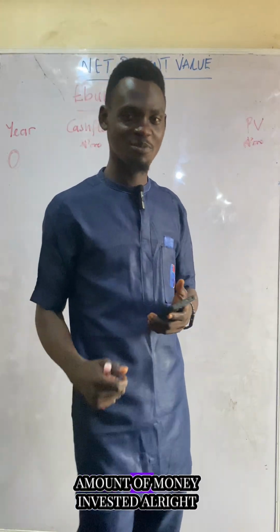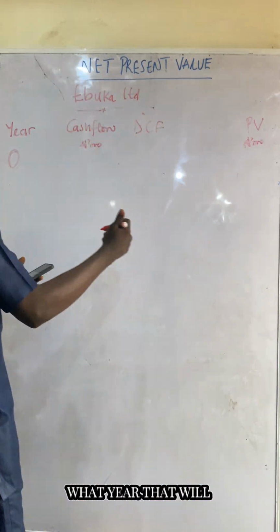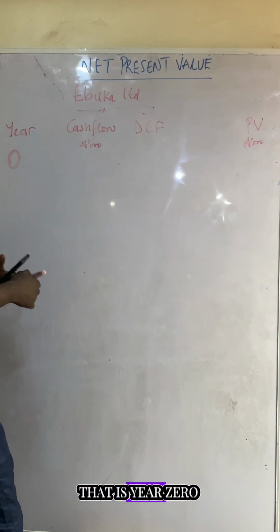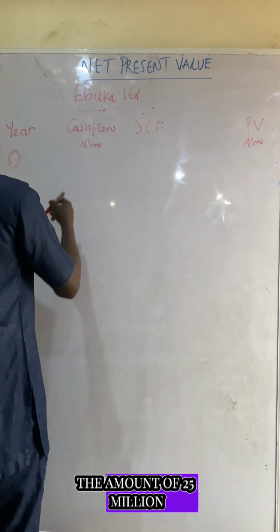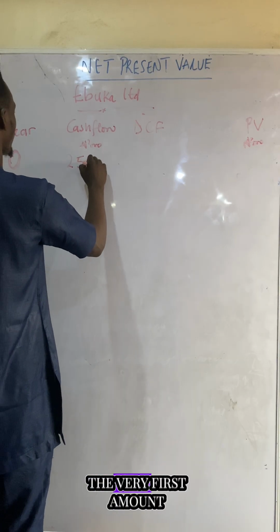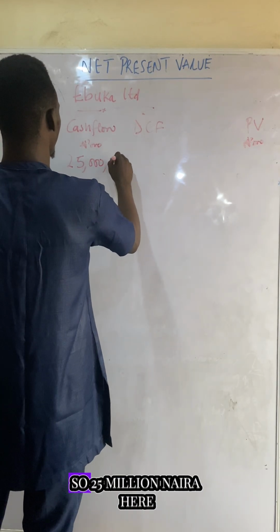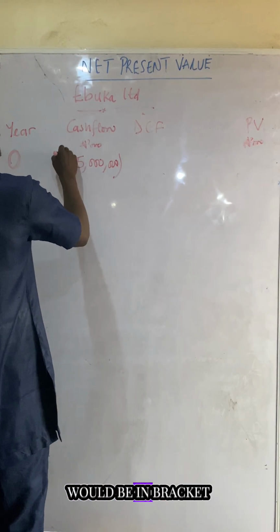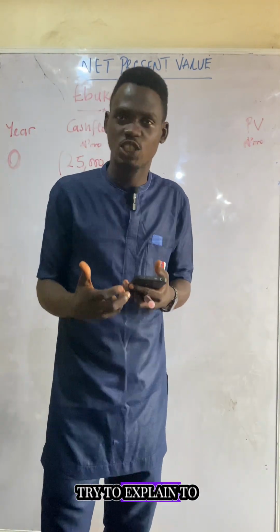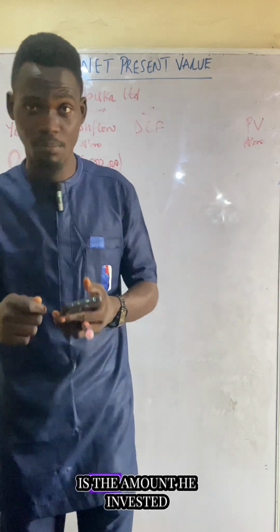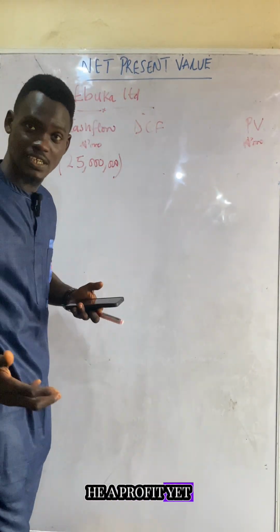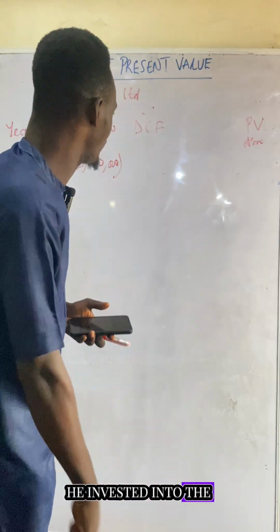The amount of money invested, that is going to be what year? That will be year 0. So we assume that is year 0, and the amount is 25 million naira, being the very first amount he invested. So 25 million naira here will be in brackets. This explains that this 25 million is the amount he invested. So this is not a return, neither is it a profit yet. That was the amount he invested into the business.